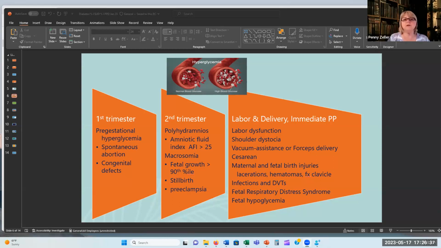And then during labor and delivery, potential outcomes: labor dysfunction, shoulder dystocia, having to use forceps or vacuum assisted birth, C-section, injury to mother and or baby, infection, DVTs, and it goes on. When we talk about the newborn next week, week 7, we begin with the normal newborn, and then we'll talk about newborns born to a diabetic mother. What are some things that you would see? Respiratory distress and hypoglycemia.